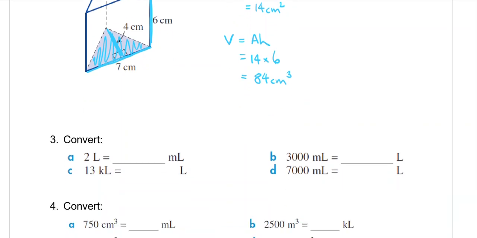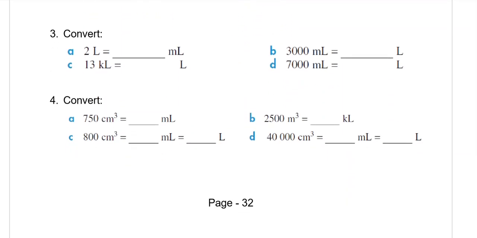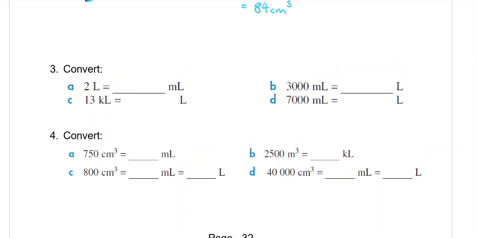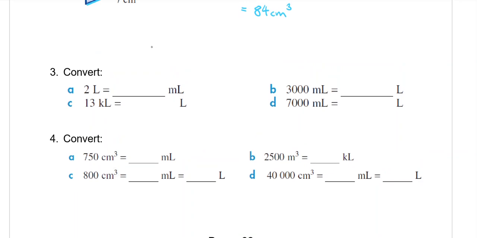Question 3, convert. Okay, this is practice converting our units in capacity when they're in capacity. So let's just quickly draw our little chart up here again. We had milliliters, liters, kiloliters, and megaliters. Going into bigger units, these ones are all divide by 1,000.